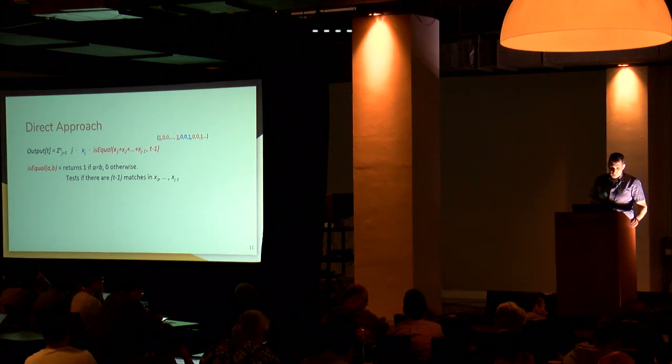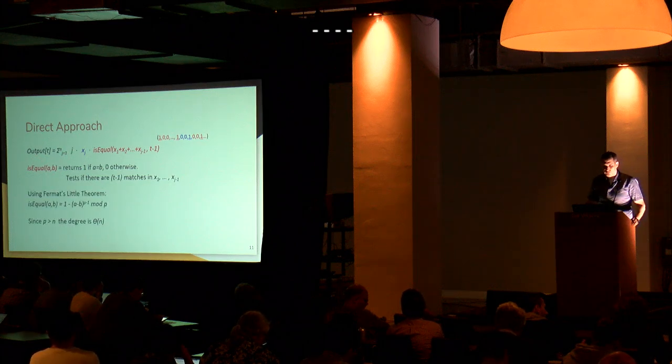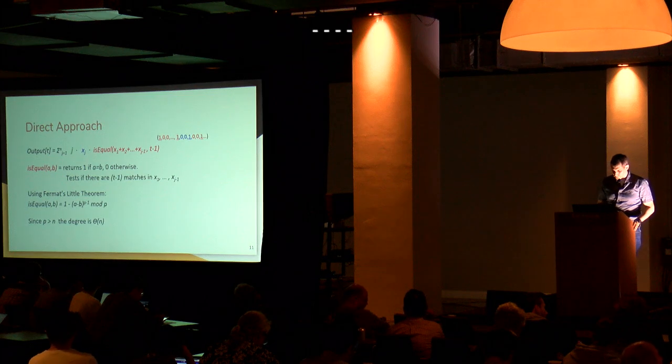So how is is-equal implemented? It can be implemented, for example, using Fermat's little theorem. So is-equal of a and b is 1 minus (a minus b) to the power of p minus 1. Since p is more than n, this leads to a degree that is at least n.